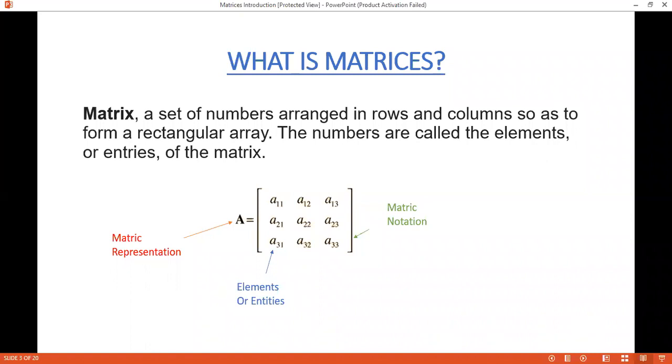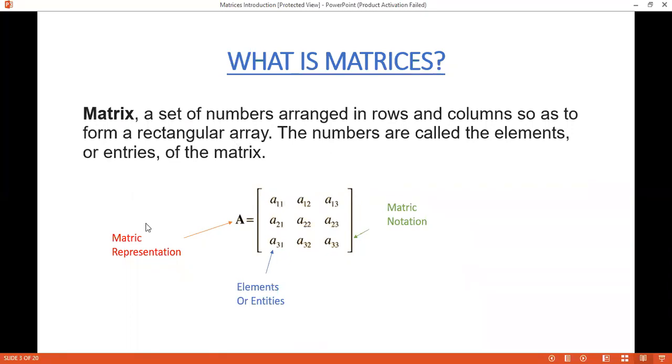What is a matrix? A matrix is a set of elements arranged in rows and columns, a system known as a rectangular array. What is a rectangular array? Rectangular array means these two systems of scale... A3, A4, A5. These are known as the elements or entities of the matrix.